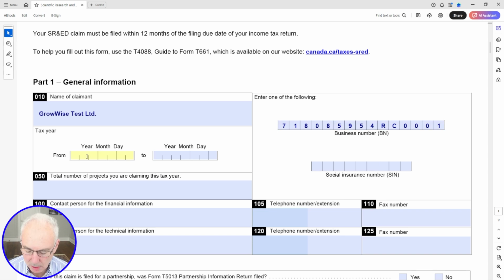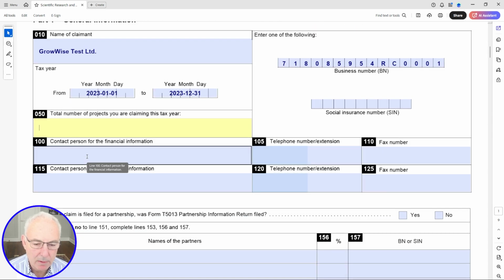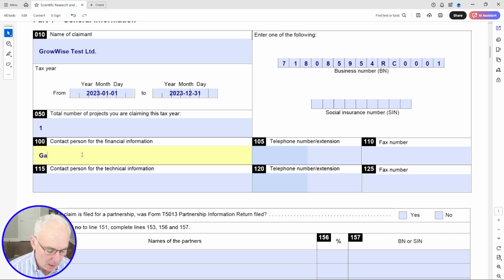Let's put the start date. For example here, we're going to use 2023 January 1st. And we're going to go to 2023, December 31st. And again, for the purposes of example, we're going to just have one project. There could be multiple projects. Often companies have 2 or 3 projects, but just to show you how to fill in this form, we're going to use one. I'm going to put in my name over here as the contact for the financial information and for the technical information.